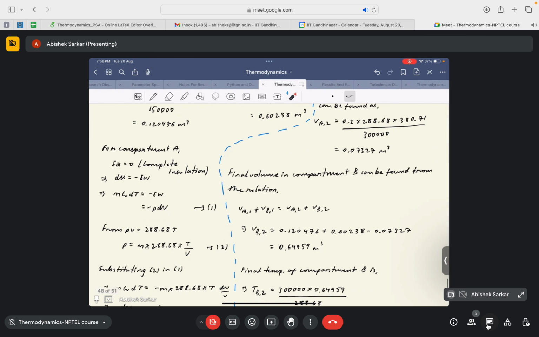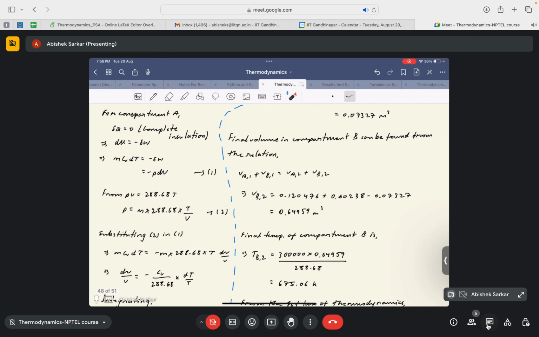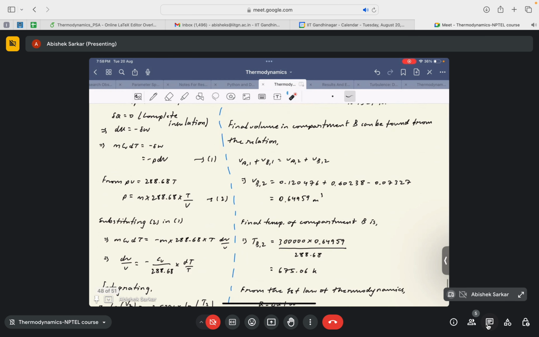Okay. So once you use equation 1 and 2, you can eliminate pressure. Right? Basically, write this in terms of P here. So we'll get m Cv dT is equal to minus m into 288.68 T dV by V. Okay. Now we can write dV by V is equal to minus Cv by 288.68 into dT by T. Okay, so is it clear up till this step? Okay, I hope it is clear. Or if you have any doubt, you can just ask, point out to the equation, like this equation is not clear, this part is not clear, I can repeat it. Okay, I hope it is okay.